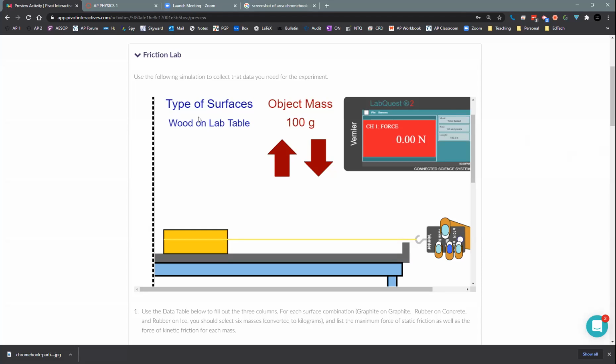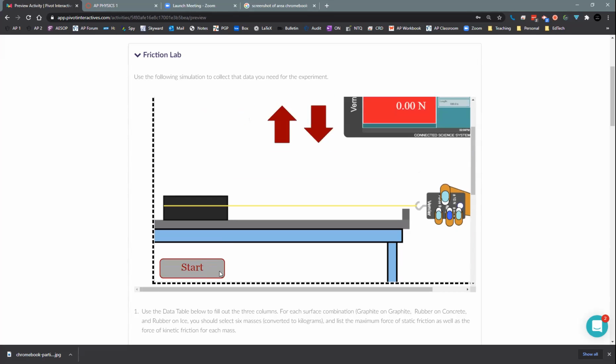And what you're going to do is I have 3 set surfaces you are going to do. So you're going to do rubber on ice, you are going to do graphite on graphite, and you are going to do rubber on concrete. So those are the 3 surfaces you are going to do, not necessarily in that order. Now, once you've selected your surface and your mass, you just hit start and they will start pulling on the force sensor.